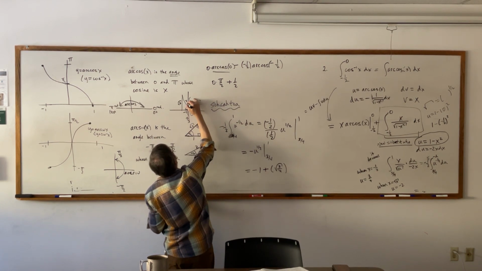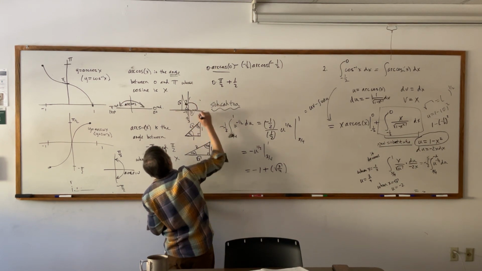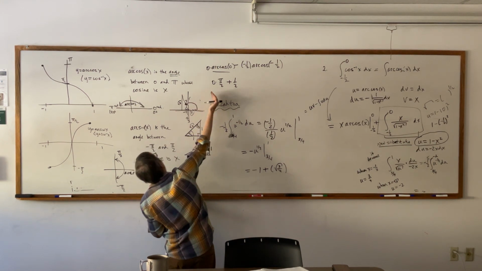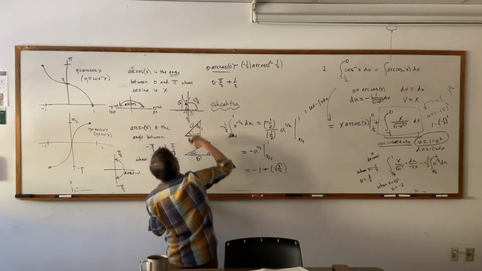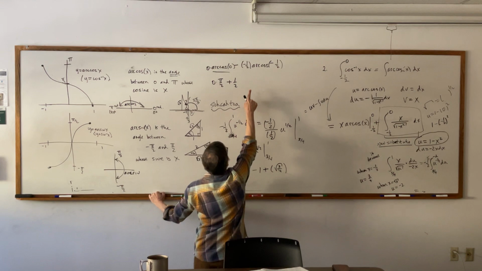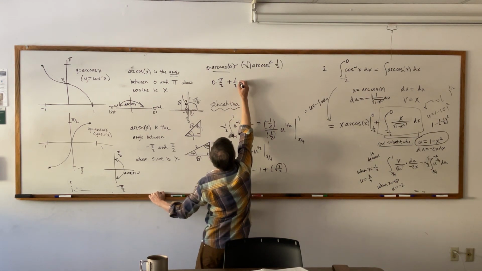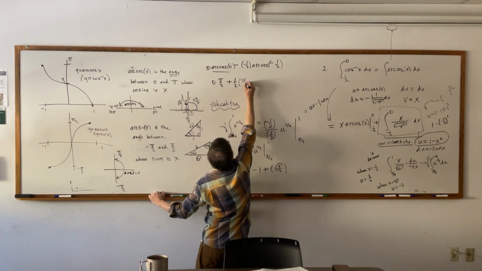So I want this whole angle here. You always measure your angles from the positive x-axis. Since this whole thing is a pi, this is 2/3 of a pi. So the angle whose cosine is -1/2 is 2 pi over 3.